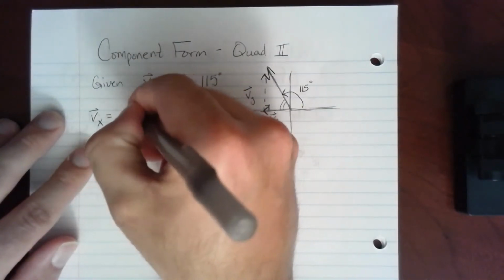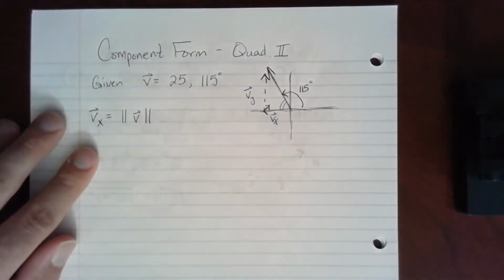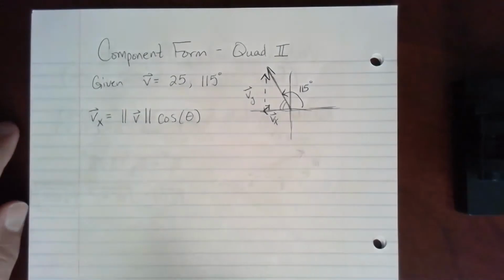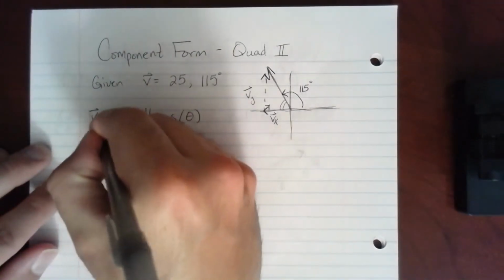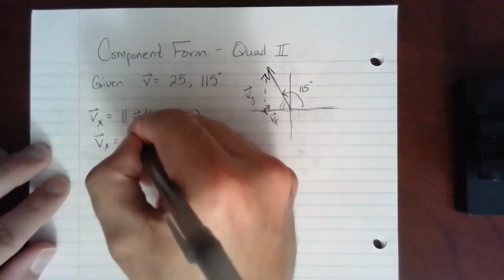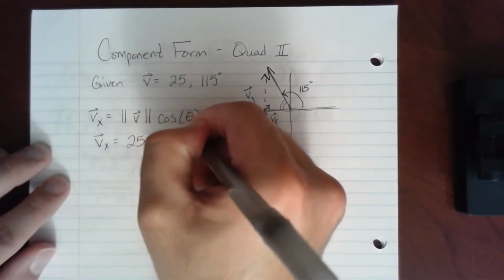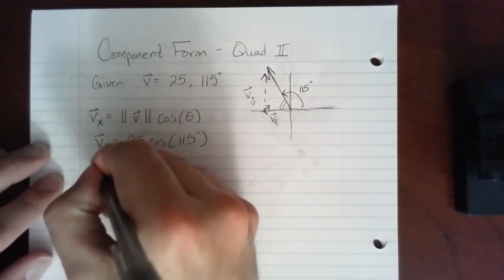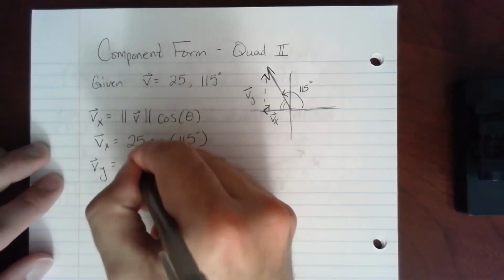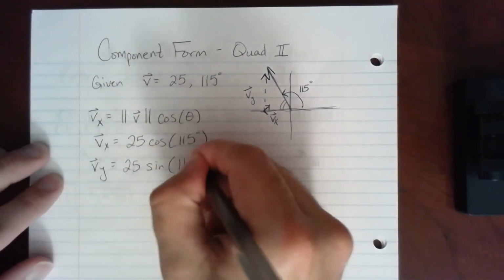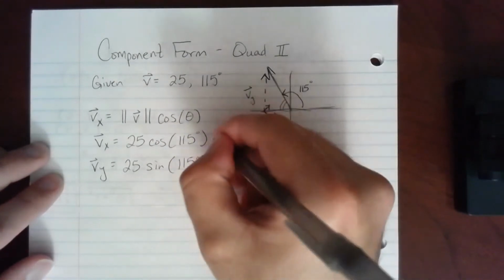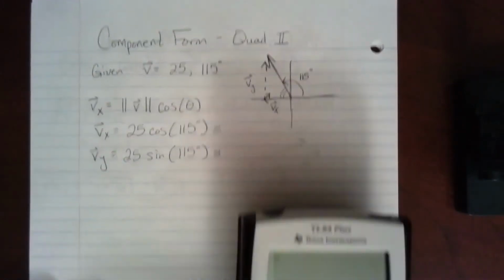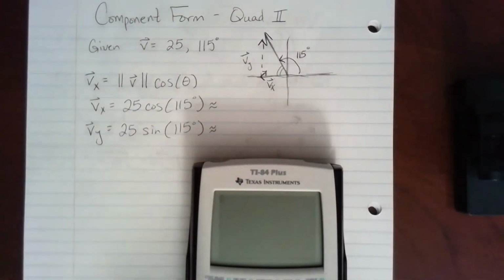So this is Vx. Just as a reminder, this is going to be the magnitude of our vector v, that's the 25, times cosine of our theta, which is the 115 degrees. So here, Vx is going to be 25 cosine of 115. And then Vy must be 25 sine of 115. I'm going to put my little approximate symbols here because we know these tend to work out in a way that's a little bit messier. You usually get decimal values for these, although sometimes you'll get lucky if you have really nice angles.